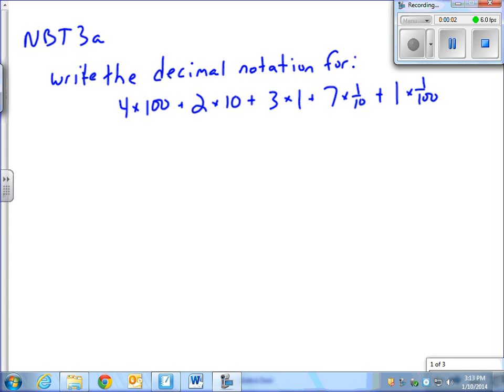All right, this is FANBT3A. Once again, FANBT3A. It says I can read and write and compare decimals to the thousandths when in expanded form. All right, so we're going to do question number 1 first.